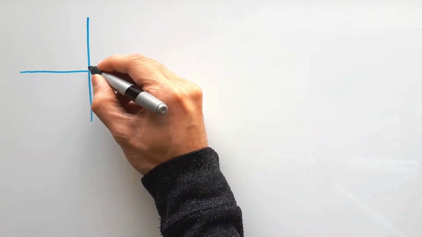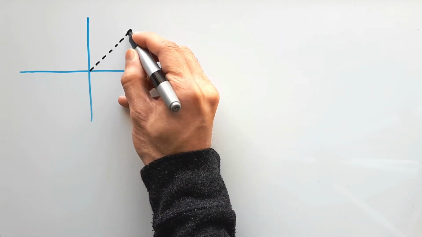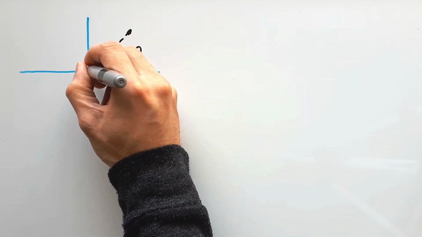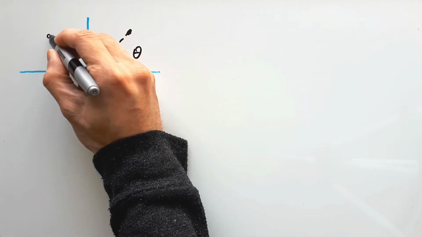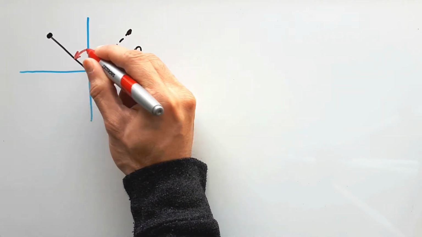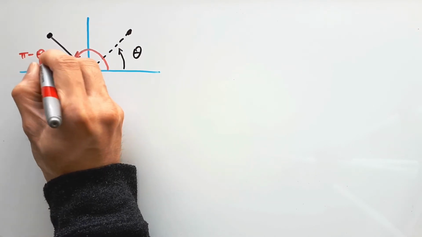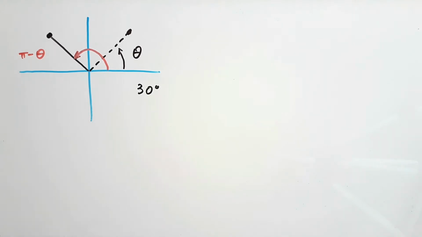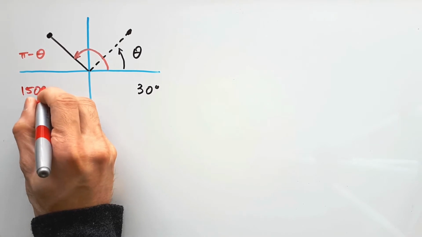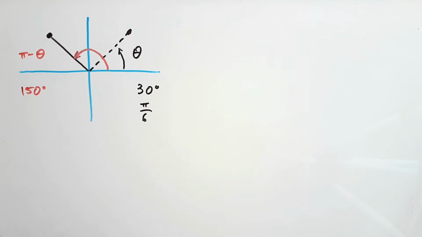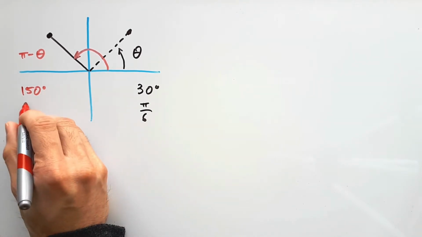Let's first understand how this works. Presume theta is an acute angle, so it's in the first quadrant. Symmetry dictates that if I were to reflect this angle position to the second quadrant, I would get a symmetrical angle such that it is pi minus theta. For example, if theta was 30 degrees, its symmetrical angle in the second quadrant would be 150 degrees. Or in radians, pi on 6 would be symmetrical to 5 pi on 6.